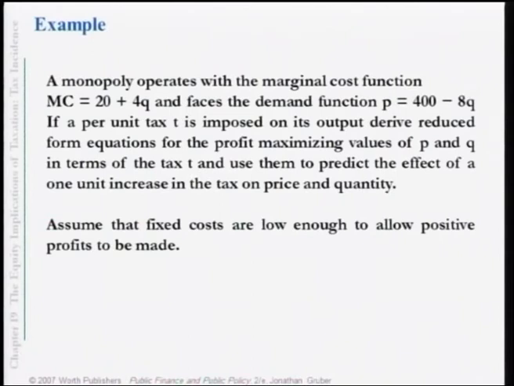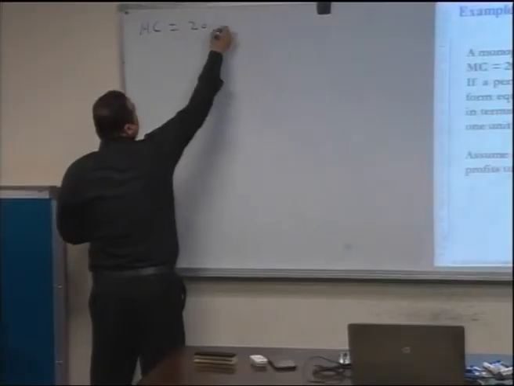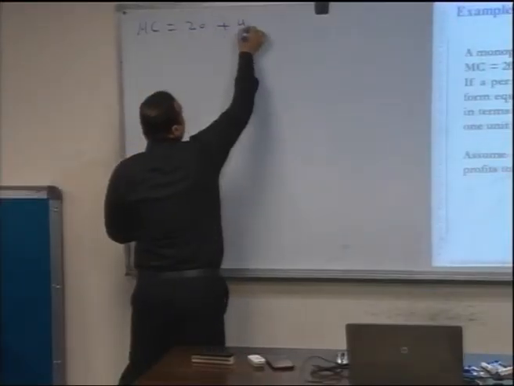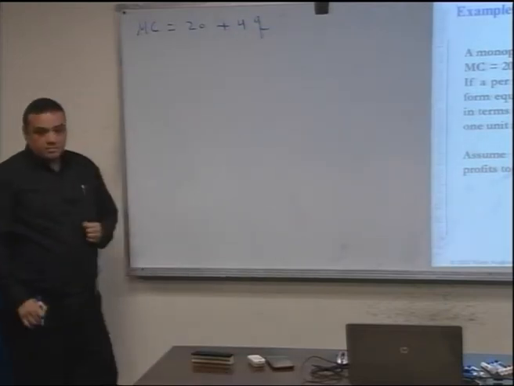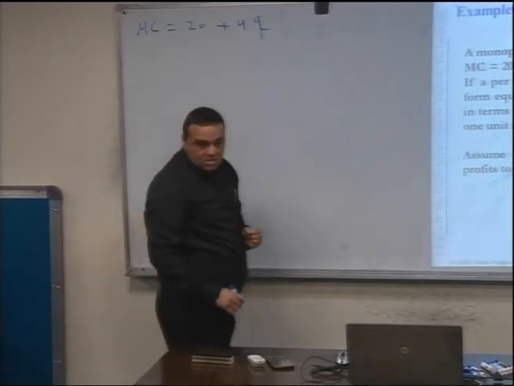Let's go to something else. A monopoly operates with a marginal cost function. So here in this example, we work under the monopoly market. We have one producer and so many consumers. The marginal cost function equals 20 plus 4Q. This is the marginal cost function.